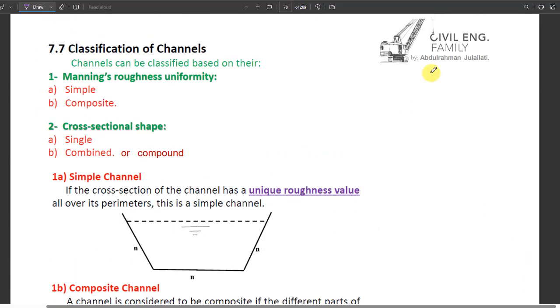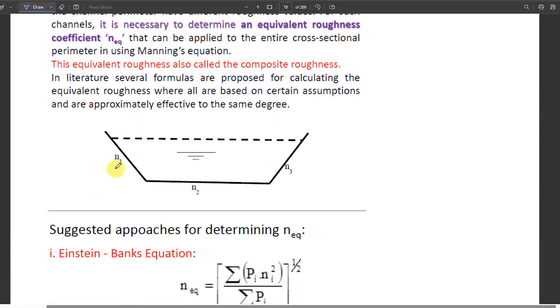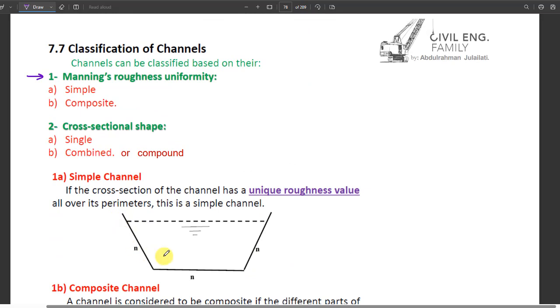Here we have another unit which says classification of channels. Channels can be classified based on two things. First is based on Manning roughness uniformity. If the whole channel consists of one roughness value, which is n, we call it a simple channel. But if it is composite, it means we have multiple n. For example, composite like this one, we have n1, n2, n3. Each member has a different roughness value. If all have the same roughness, it will be simple like this one.